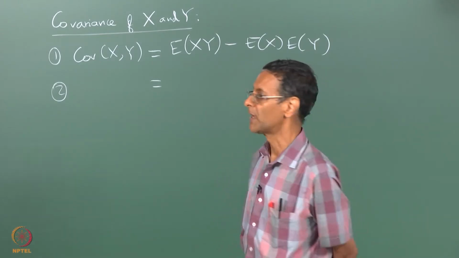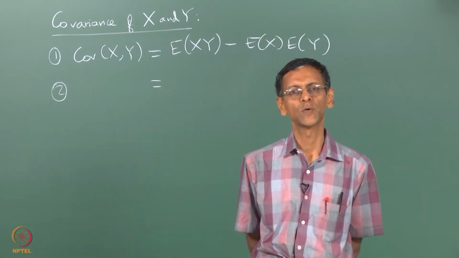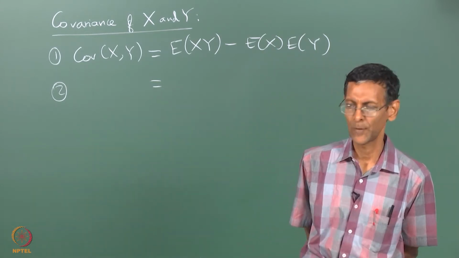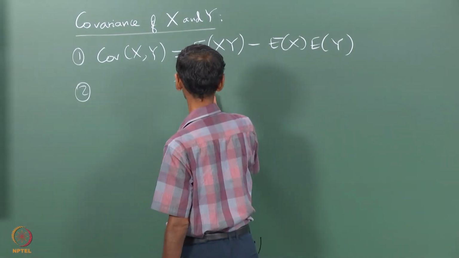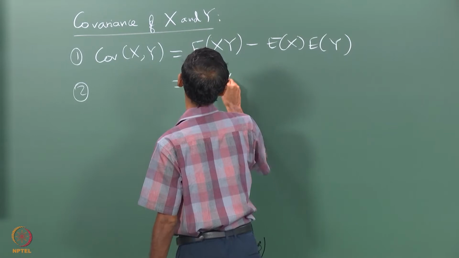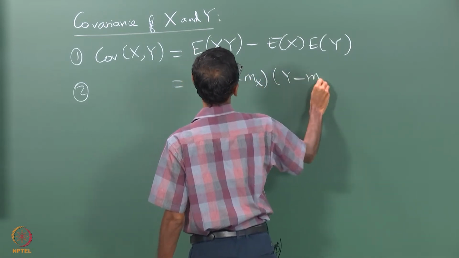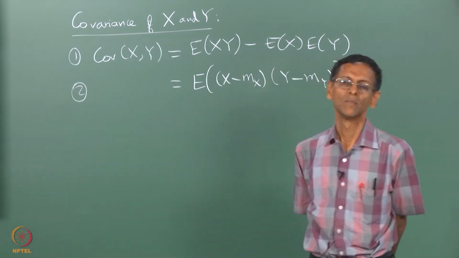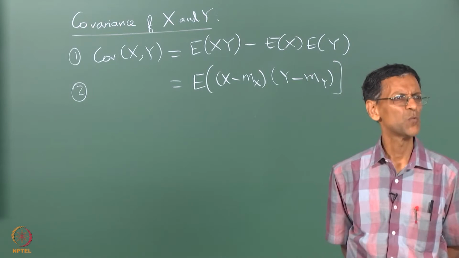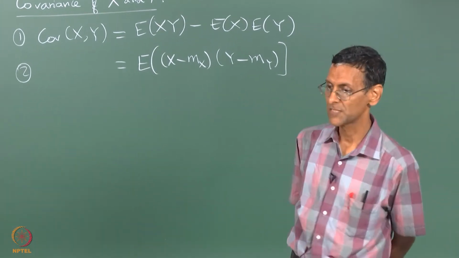Using equation number 1. It turns out there is another equivalent way to write covariance. What is that second way of writing this covariance? It turns out this is identically equal to this. Both the expressions 1 and 2 evaluate to the same thing, which is namely the simpler form number 1.